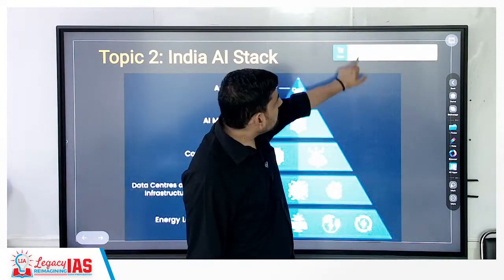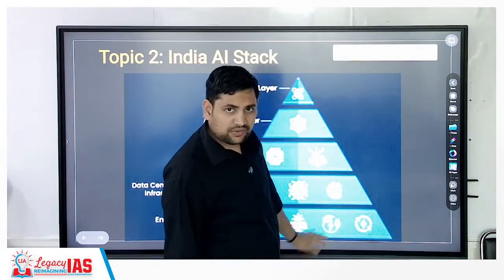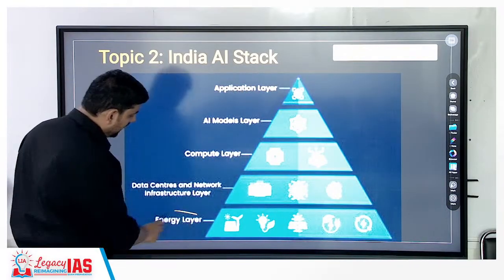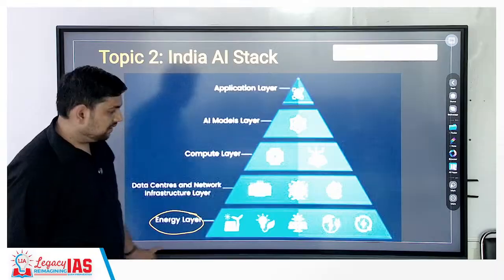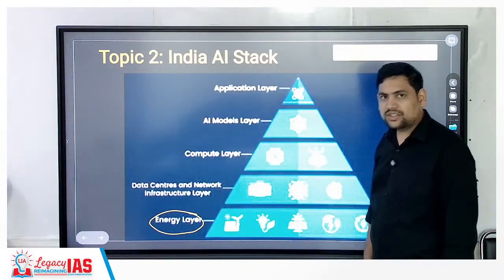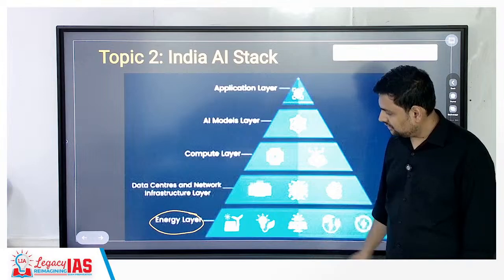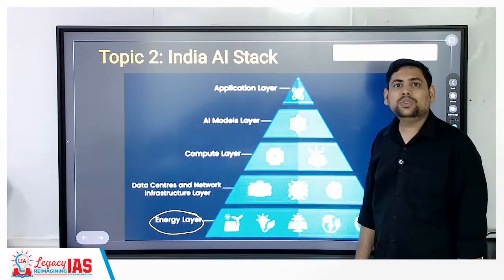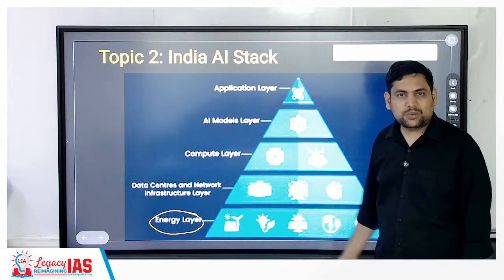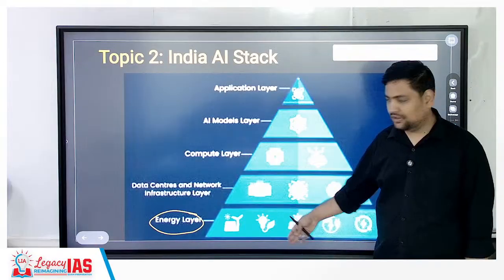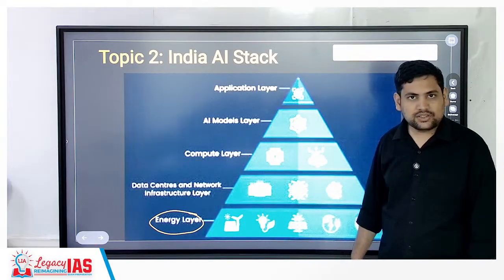Now what is at the very bottom of AI systems? First is the energy layer. Why? Because of course, to run all the systems, you need energy. So first is the energy layer. This is at the bottom. Here you will take initiatives to have more sustainable energy, clean energy, ample supply of energy, all that will be ensured here. This is the energy layer.